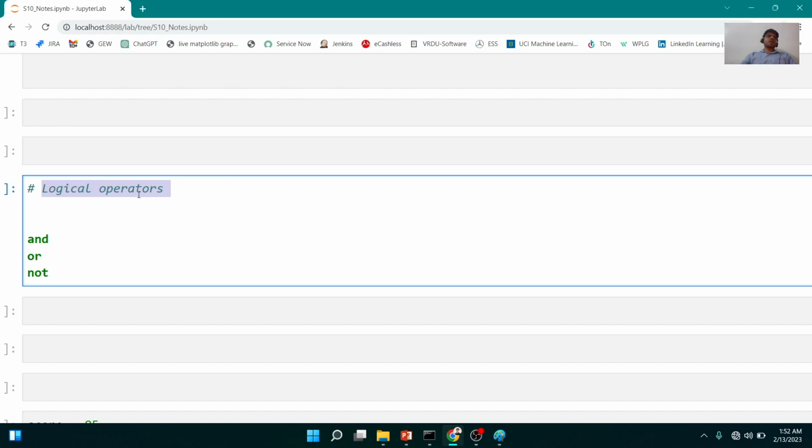For example, on Sunday, if I have to go out and play, then it should be weekend and it should be sunny, right? Here, I'm taking a decision whether I should play or not play, but it depends upon two conditions. One is it should be sunny and it should be weekend.